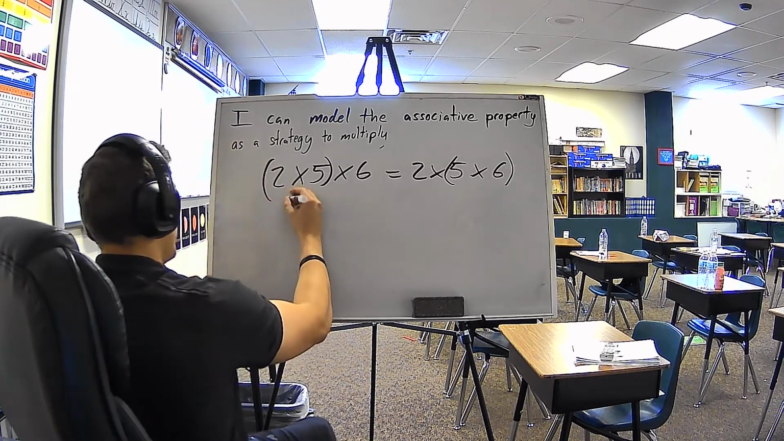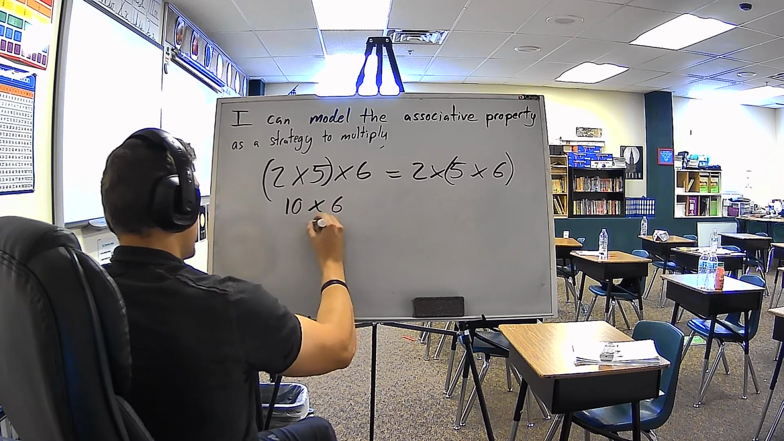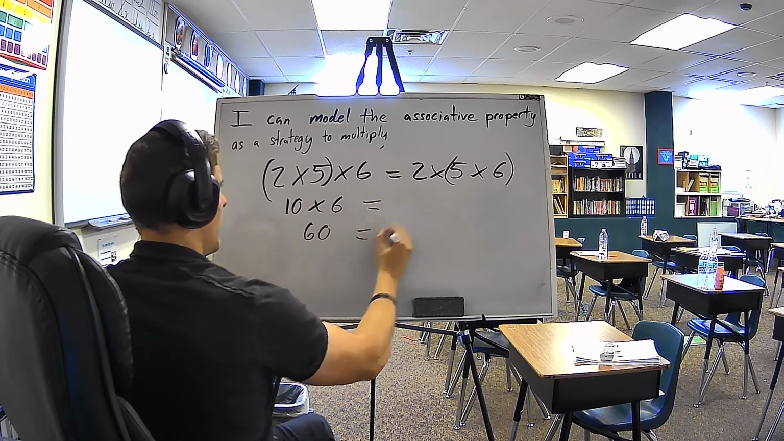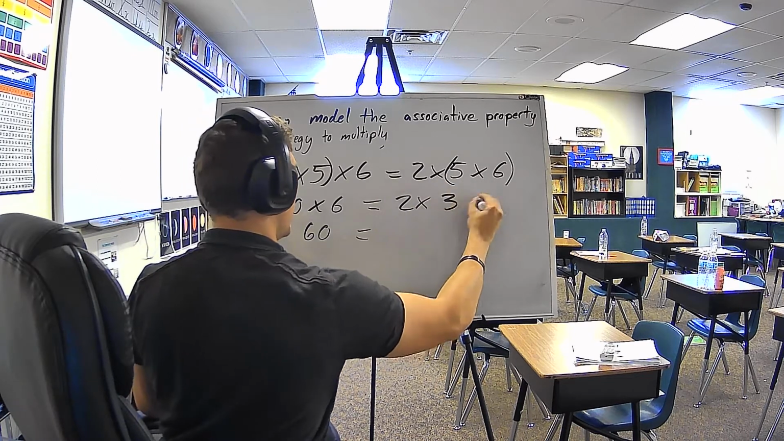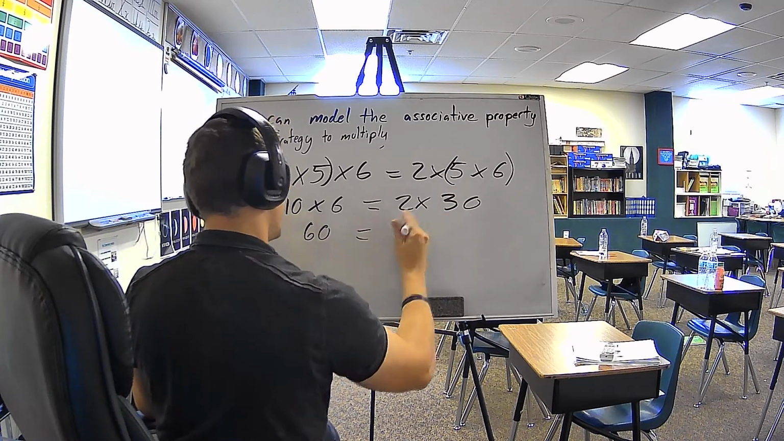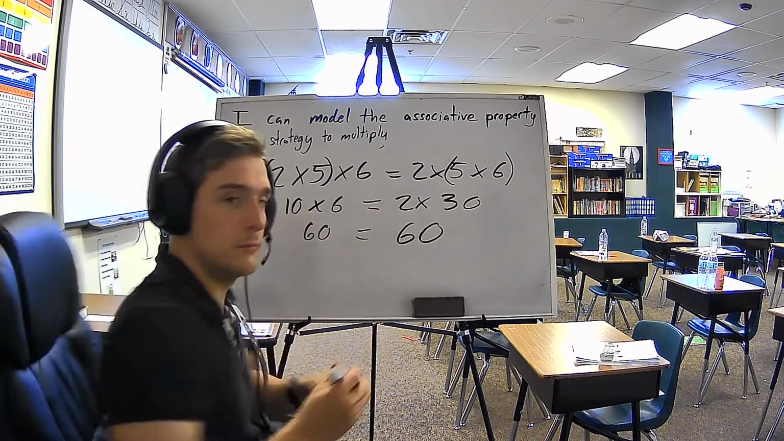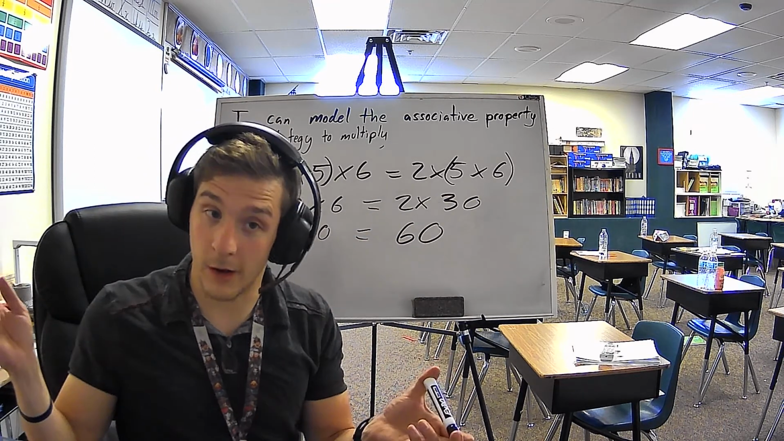But 2 times 5 is 10. 10 times 6 is 60. Now 2 times, I'm just going to drop that down right here. 5 times 6 is 30. 2 times 30, you're doubling 30, becomes 60. Now this works very often, correct?